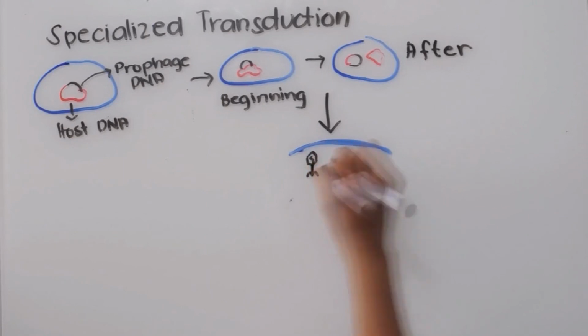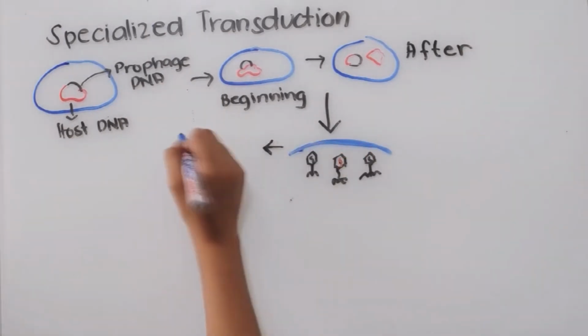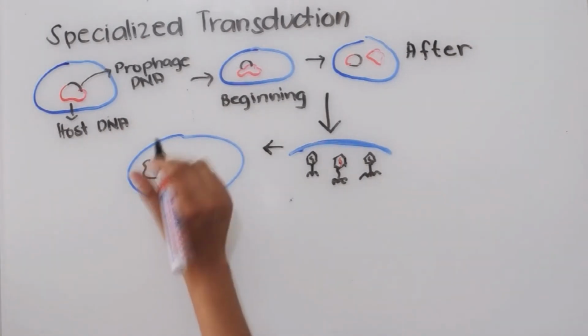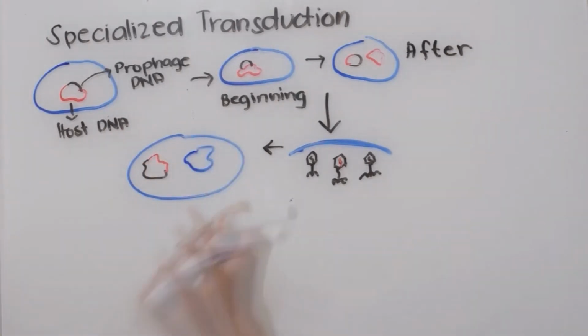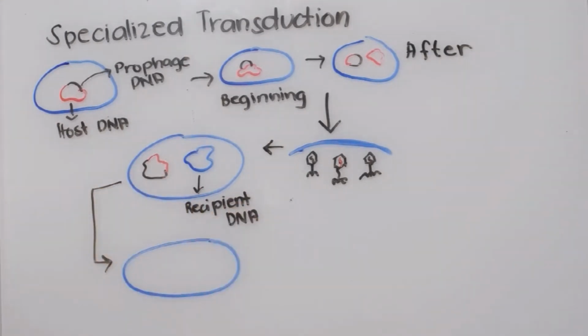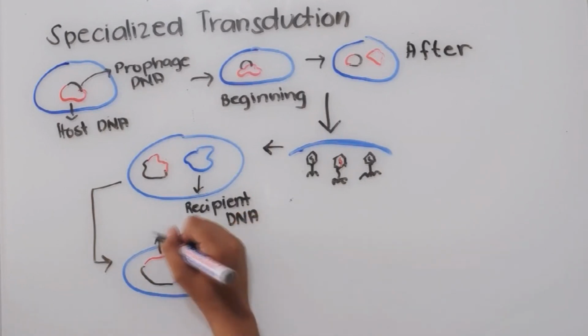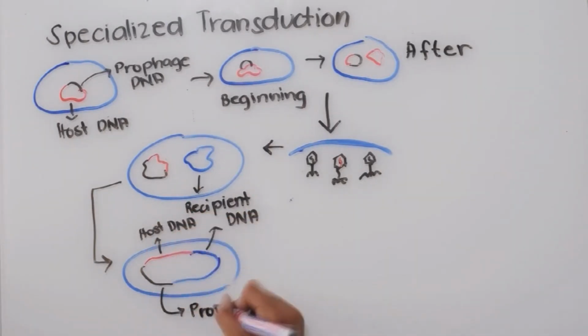The phage capsids contain bacterial host DNA, which is transferred to a new bacterial recipient cell. The transducing phage is transferred to a new cell and recombination occurs. The recombinant cell DNA has a different genotype, which is different from the donor or recipient cell genotype.